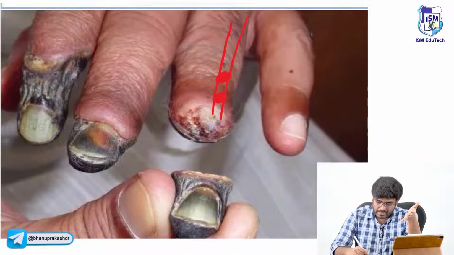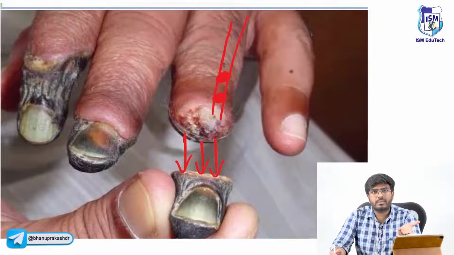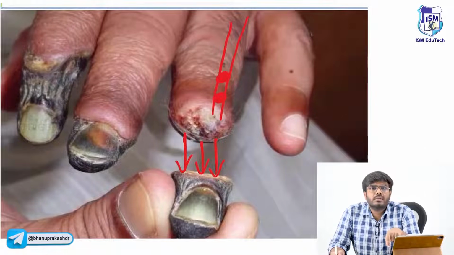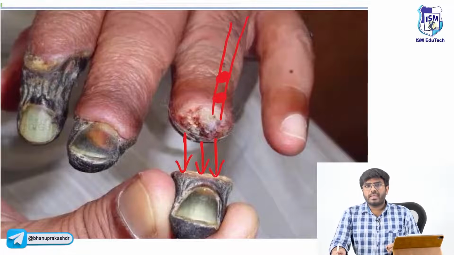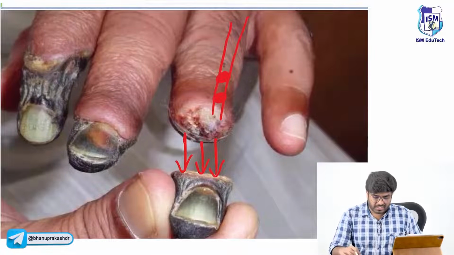This is dry gangrene, right? Dry gangrene because of decrease in the blood flow. Arterial occlusion. This is called auto amputation. Very, very important MCQ: auto amputation of the fingers is seen in which type of vasculitis? It is seen in thromboangiitis obliterans, also called Buerger disease.